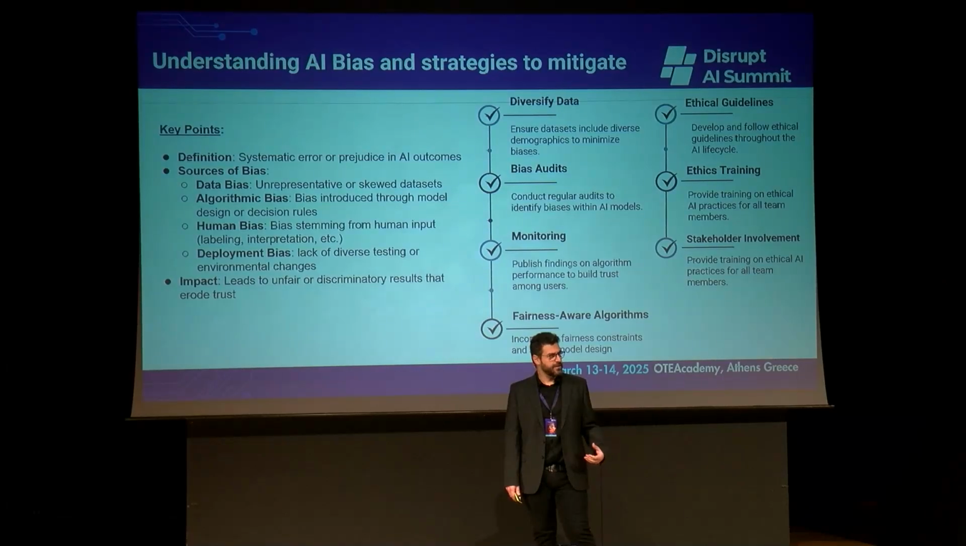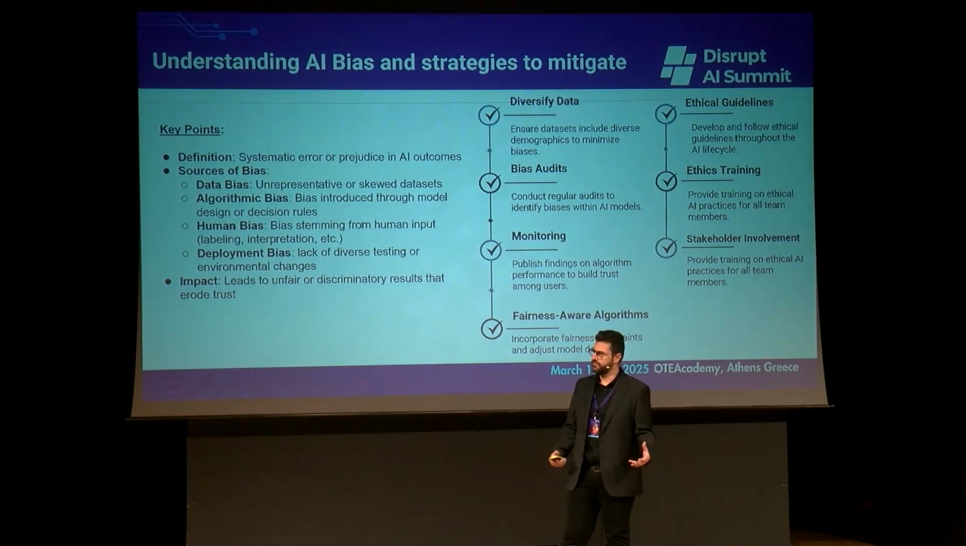Deployment bias, the final one, is when we deploy an application that we have tested in specific conditions in a different environment, where the environment interacts with the system and creates unexpected output. The impact of the bias is that we have outcomes that do not comply with ethical regulation, or at least are discriminating against specific aspects of the output.